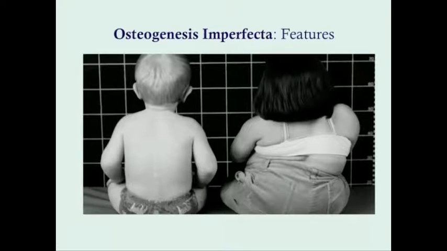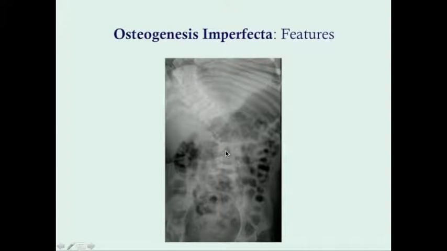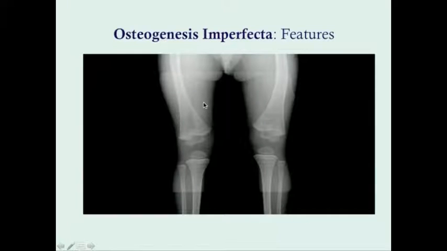So this appears to be a normal child in comparison to a child with Osteogenesis Imperfecta. Note the scoliosis here. Here you have scoliosis again. This S-shaped scoliosis is something that you'll see as a complication as these children develop. Now here, these bones look relatively normal with the exception of the bowing at the femur.